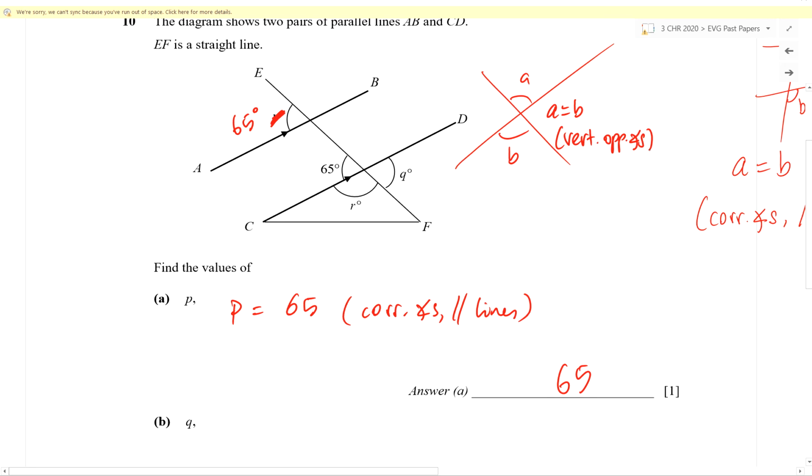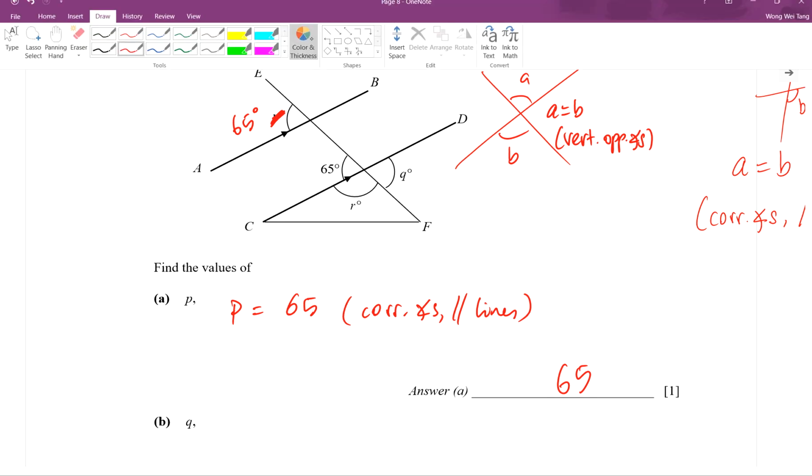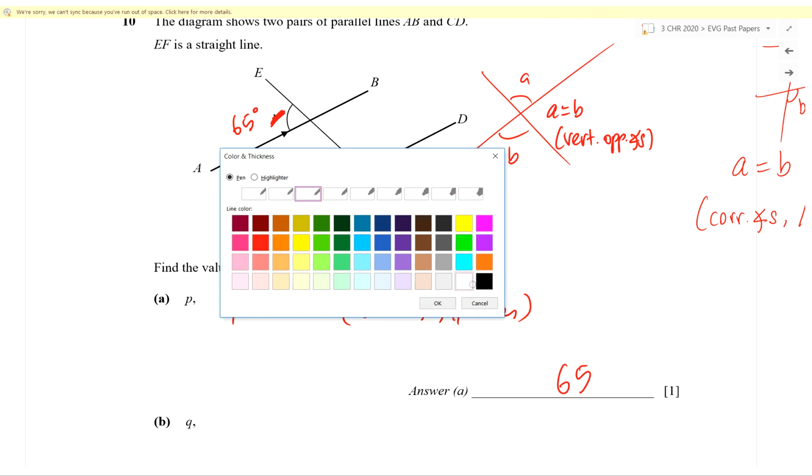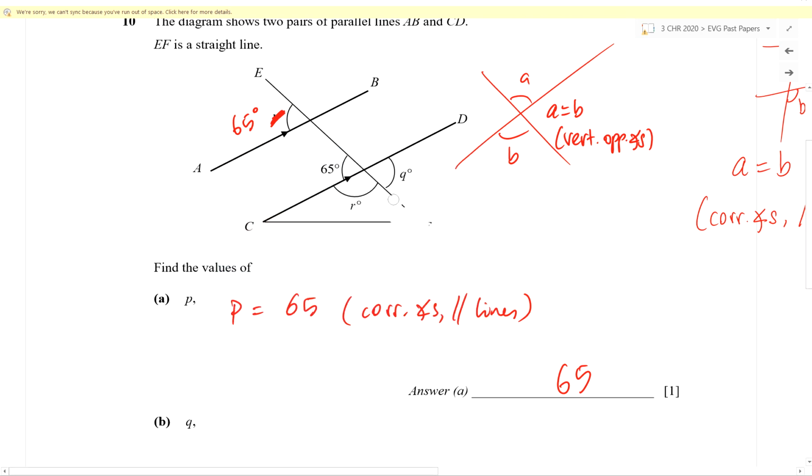In this case, we want to find Q. Let me erase all the extra irrelevant lines. Okay, what's the value of Q? Also 65, right? What is the reason? Vertically opposite angles. They are vertically opposite each other. So Q is also 65.